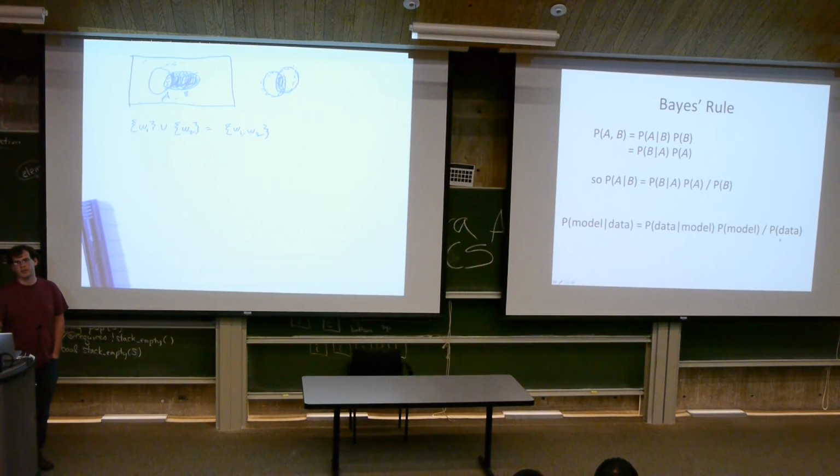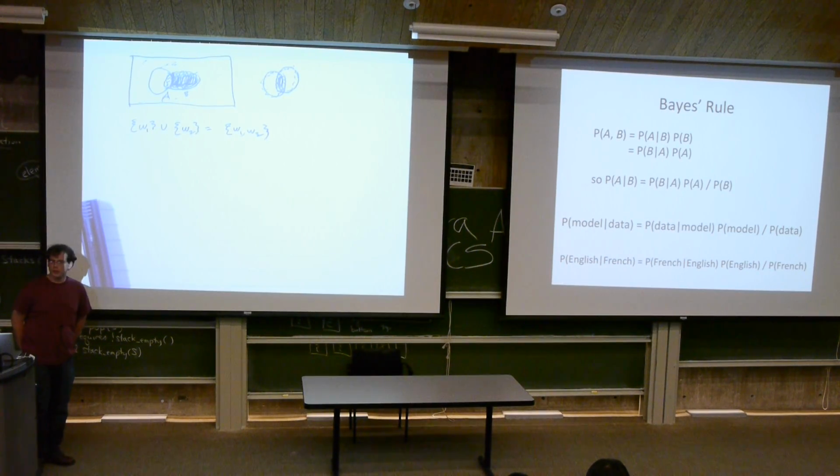The probability of the data is annoying because it's not something you can measure. I guess you could measure it if you got infinitely many different data sets and did density estimation on that, but in practice that doesn't work. The nice thing is that if you're comparing models, this is constant across different models, so it doesn't actually matter if you're just choosing the most likely model. Another situation is, say you're doing machine translation. You have some French text that you want to translate into English.